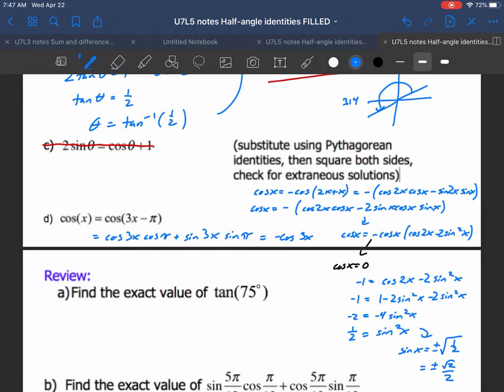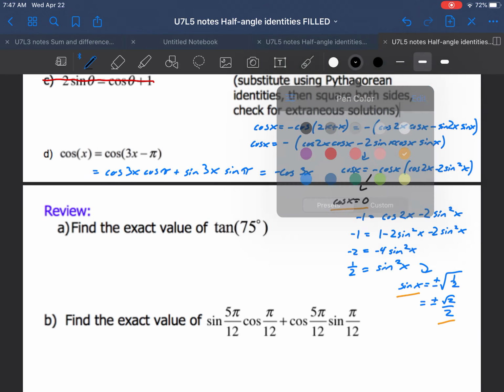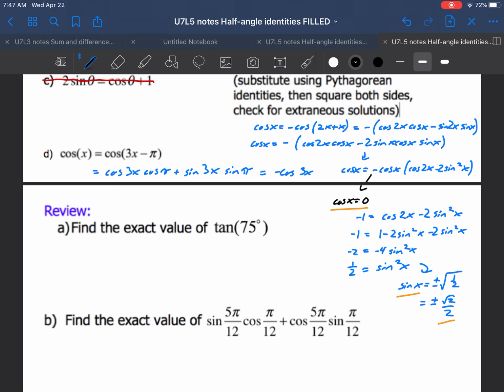Okay, so I need to underline our equations that we need to solve now. So one is this, and one is that this is true. Okay, and these are general solutions. So I'm going to write the answers actually over here. Okay, so if cosine x equals 0, let's do that in black.